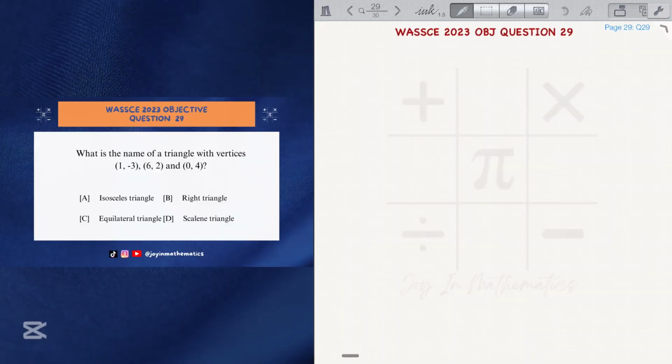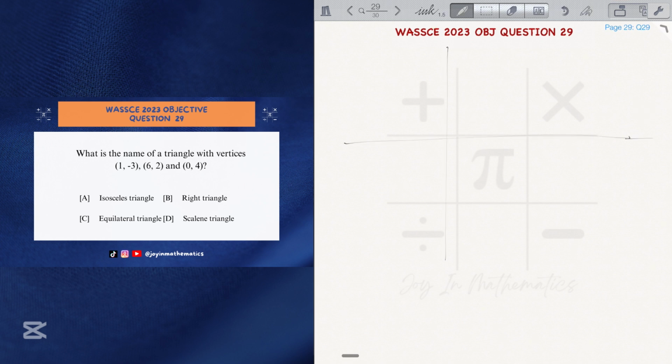Moving on to WAEC 2023 objective question 29. We are asked, what is the name of a triangle with vertices (1, -3), (6, 2), and (0, 4)? Now we have the options of isosceles triangle, right angle triangle, equilateral triangle, and scalene triangle. This is a very interesting question. To fully understand this question, we just have to plot a graph that represents A, B, and C.